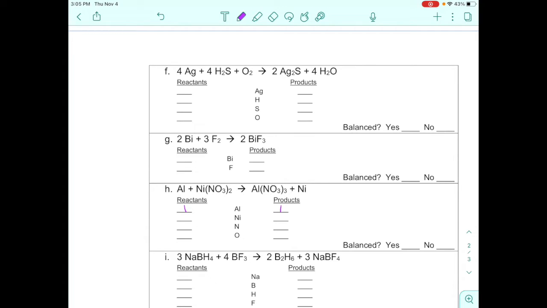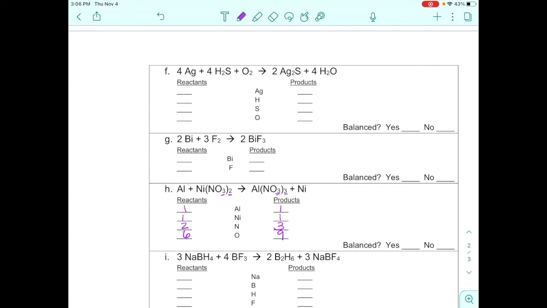Okay, nickel on the reactant side is 1. Nickel on the product side is 1. Nitrogen on the reactant side is 2 because of the subscript. There's no coefficients. Actually, this whole equation, there's no coefficients. And nitrogen on the product side is 3. And oxygen, you've got subscripts inside and outside parentheses. So again, you multiply that. So 3 times 2 is 6. On this side, 3 times 3 is 9.